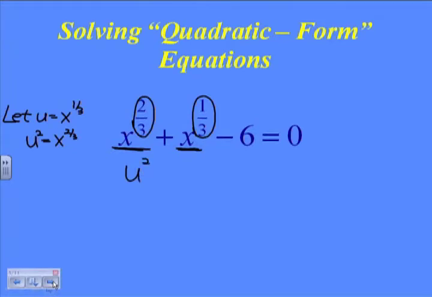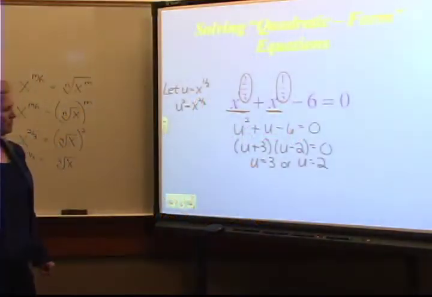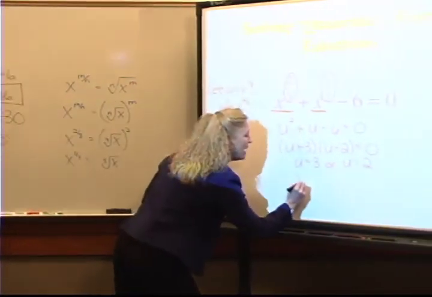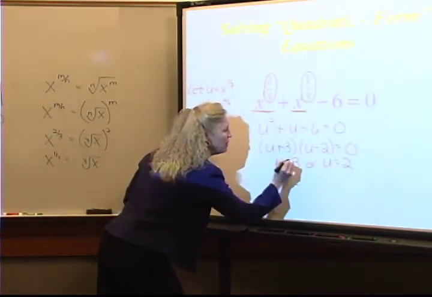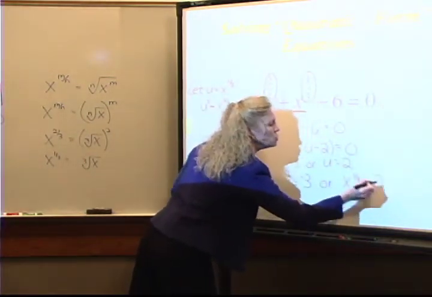So we have u squared plus u minus 6 is equal to 0. And that's quite an easy thing to factor. So we say, how about u plus 3, u minus 2. I'll take just a second. Does that look right on the factoring? Yeah. So u would equal -3 or u would equal 2. But again, I don't want to know what u is, so I have to substitute back. I have x to the 1/3 is equal to -3, or x to the 1/3 is equal to 2. Okay?